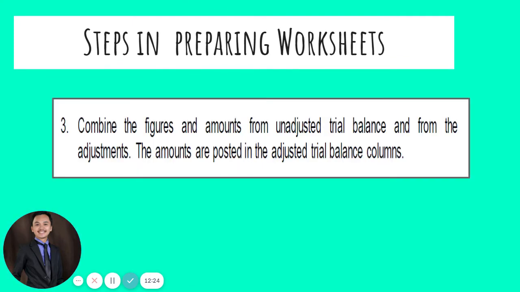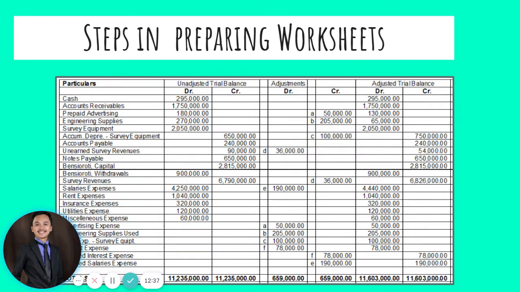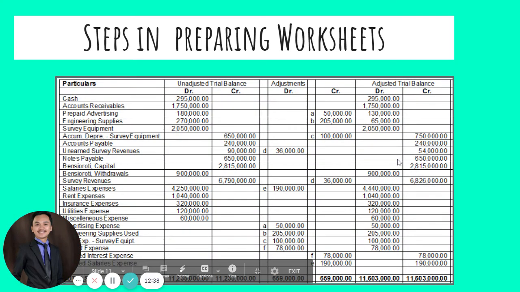Now let's proceed with the third step in preparing the worksheet, guys. We combine the amounts from the unadjusted trial balance and from the adjustments. So the amounts are now posted in the adjusted trial balance columns. After adjustments, the next two columns will now be for our adjusted trial balance.